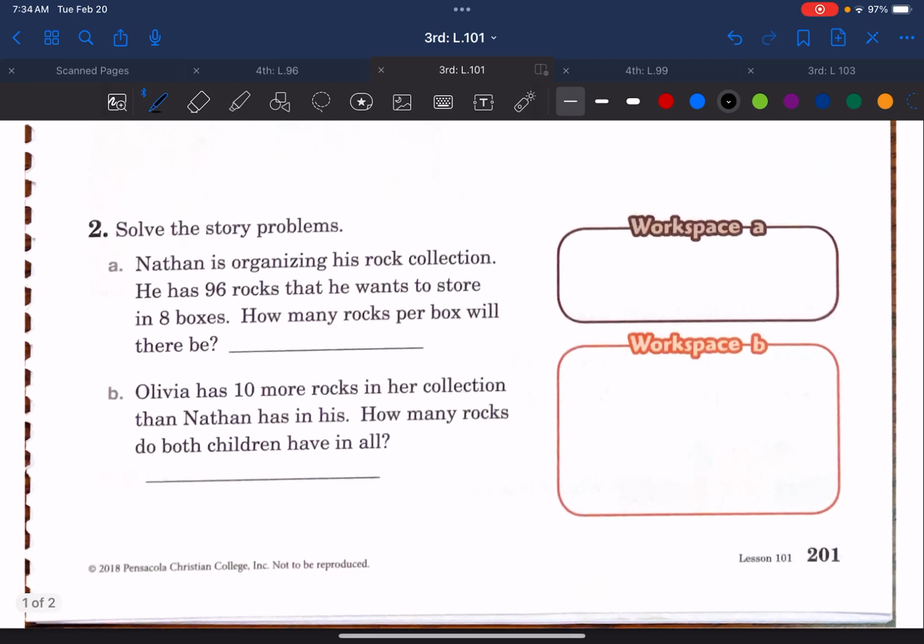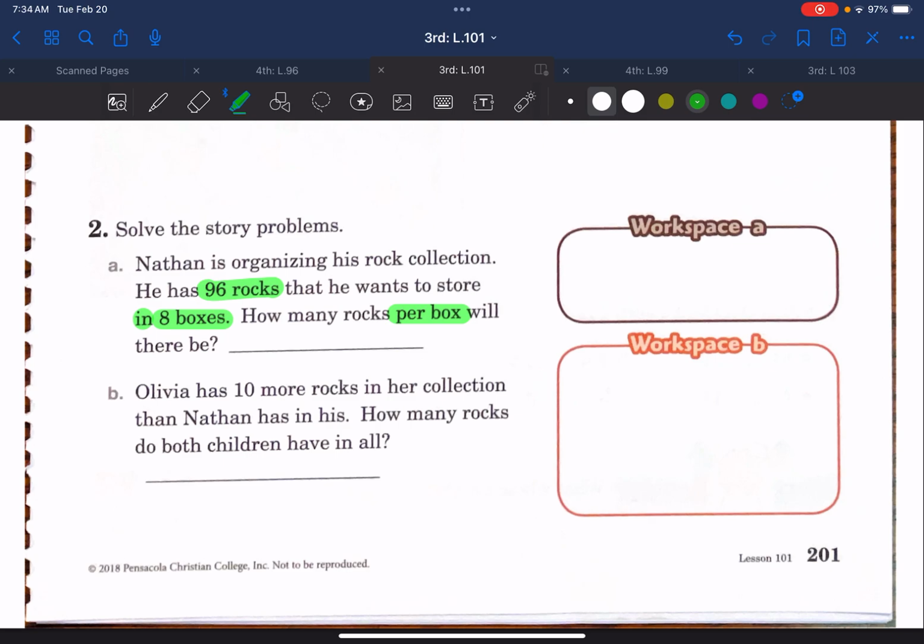Okay? I'll read the story problems for you or with you. So A says Nathan is organizing his rock collection. He has 96 rocks that he wants to store in 8 boxes. How many rocks per box will there be? Okay, look for those clue words. Nathan is organizing his rock collection. He has 96 rocks. He wants to store them in 8 boxes. How many rocks per box will there be?